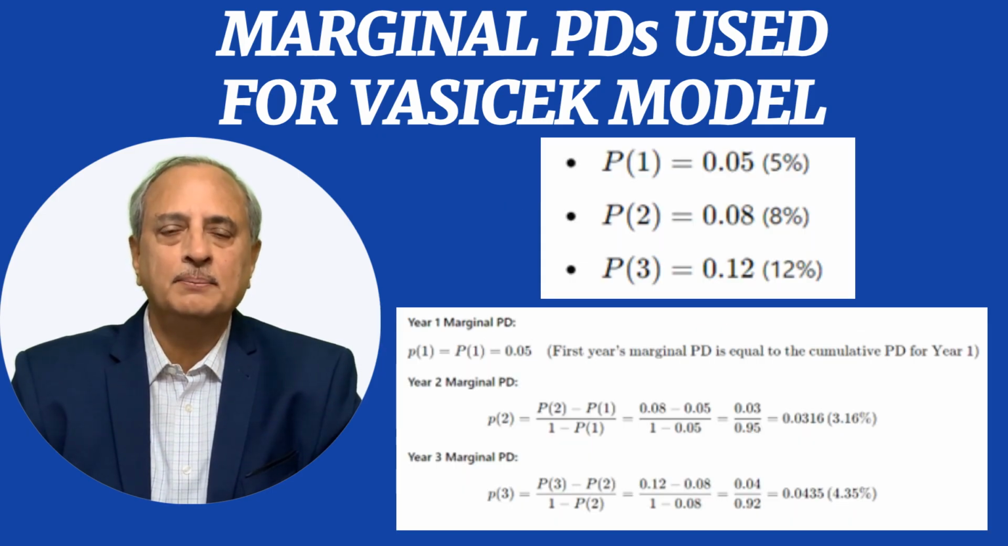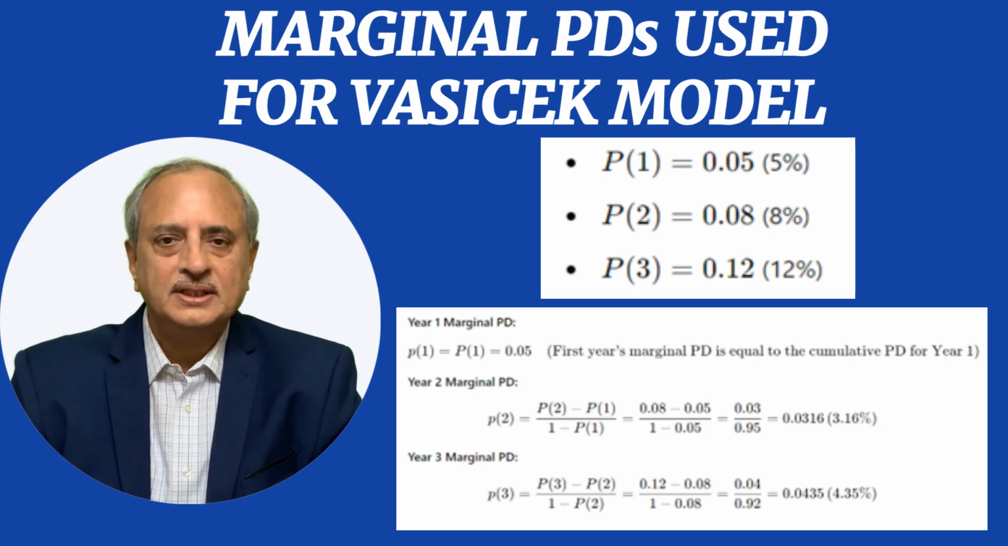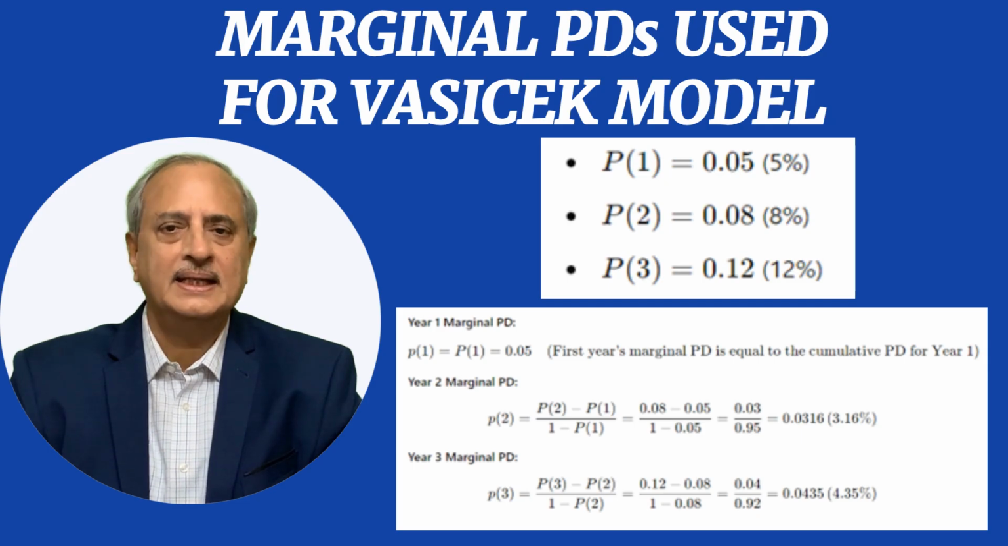Let's take a simple example. Suppose the cumulative PD for year 1 is 5%. Since this is the first period, the marginal PD is also 5%. Moving to year 2, the cumulative PD increases to 8%. The marginal PD for year 2 is the difference between 8% and 5%, adjusted by the survival probability up to the start of year 2. When calculated, it's around 3.16%.